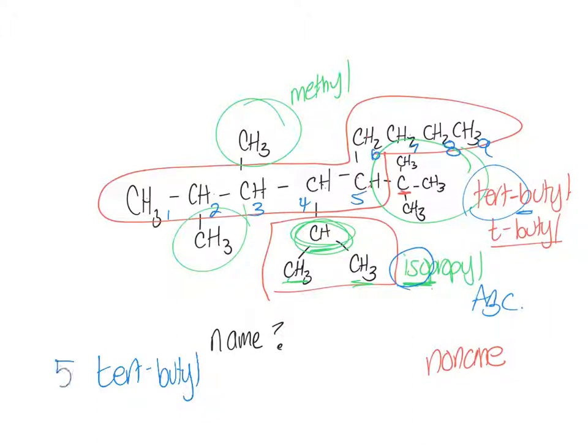So tert-butyl would get the number 5. The next one that would come would be the methyl group. So there's 2 methyl groups, so that would be dimethyl. They would have the numbers 2, 3. And then next it would be the isopropyl. The isopropyl would get the number 4.